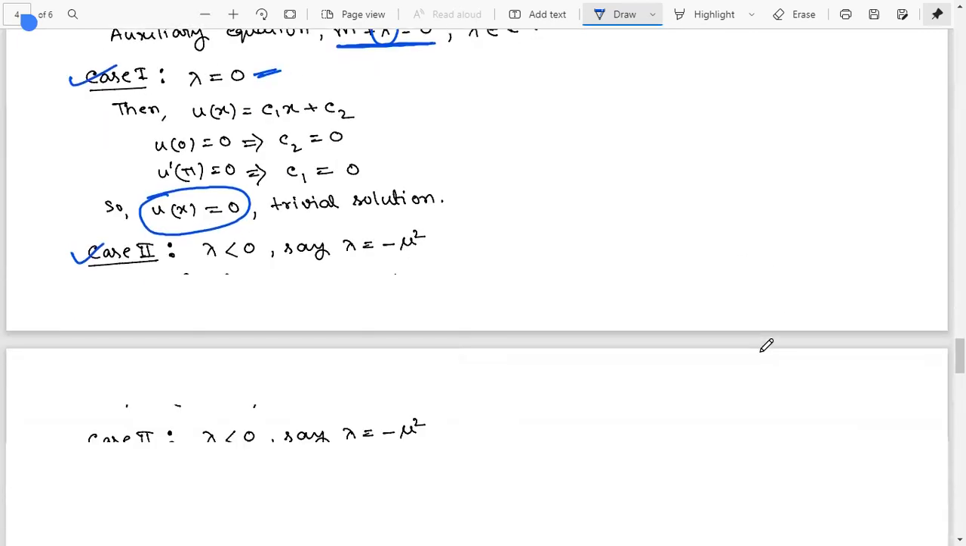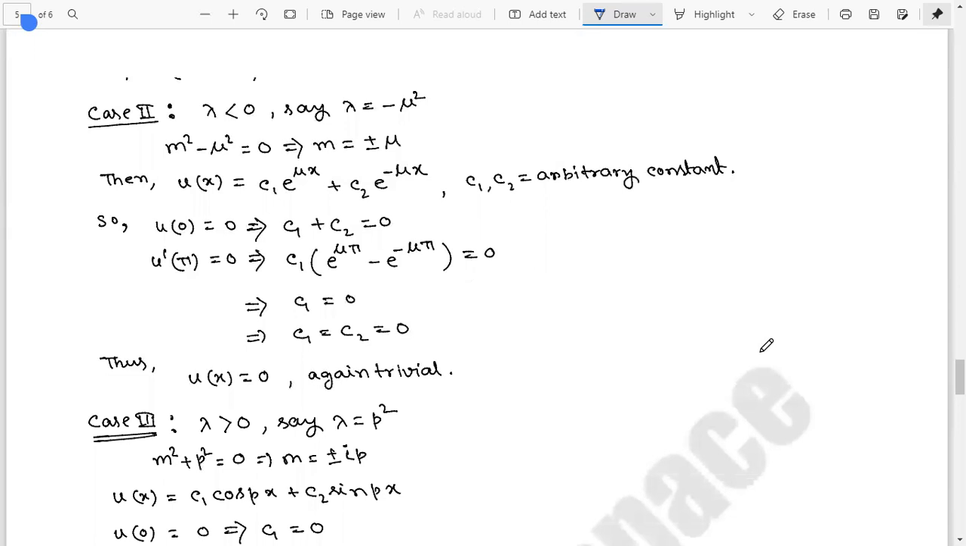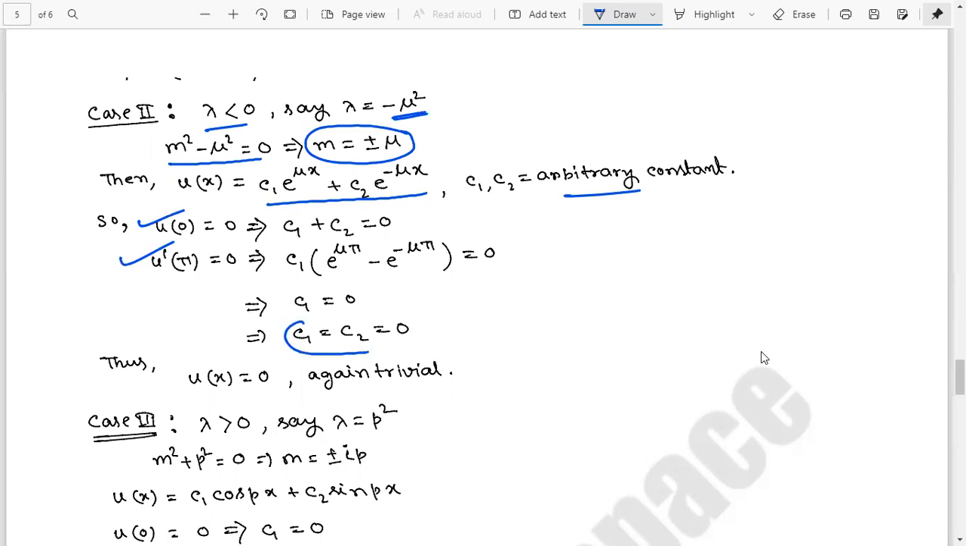So let's go to case 2, when λ is negative. Let us consider λ = −μ². The auxiliary equation is m² − μ² = 0, and m equals ±μ. So the solution will be u(x) = c1 e^(μx) + c2 e^(−μx), where c1, c2 are arbitrary constants. Using the given conditions, again we get c1 = c2 = 0. That means again trivial solutions. So we cannot choose case 2, because again we are getting the trivial solution. So let's go to case 3.